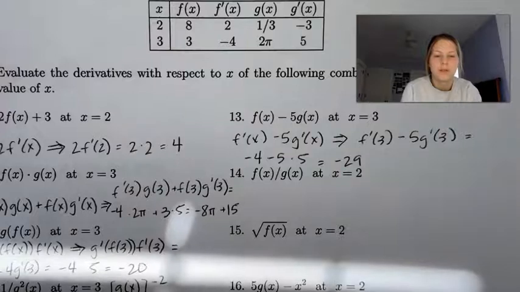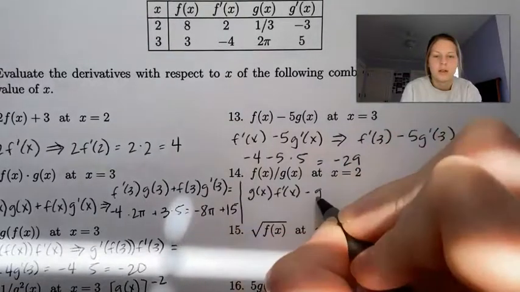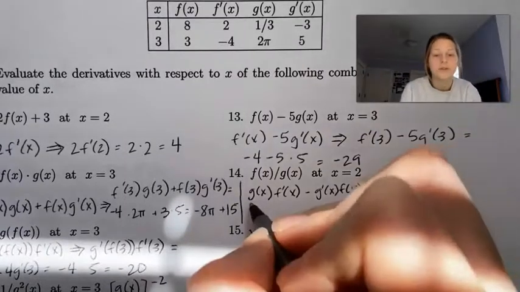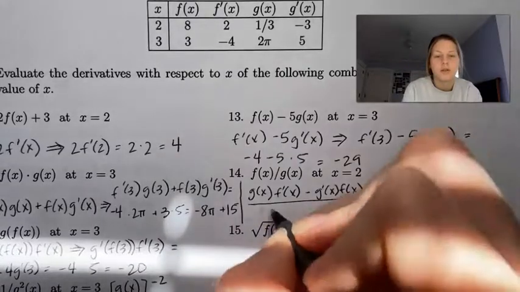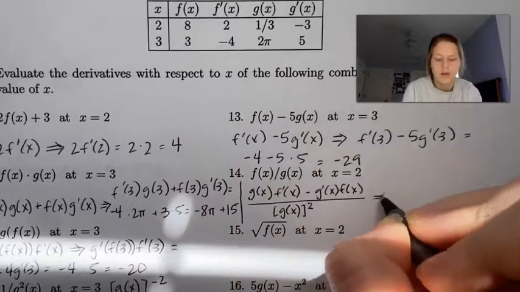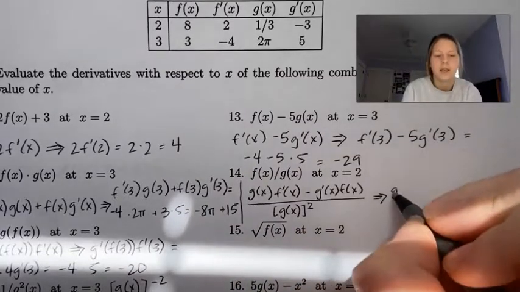So then for number 14, it's the same process. We will first take the derivative. This is a quotient rule question. To do quotient rule, you do high d low minus low d high, or in this case, it's low d high minus high d low. It's a little switched up, but the quotient rule is low d high minus high d low over low squared. So that's how we got from here to here to take the derivative.